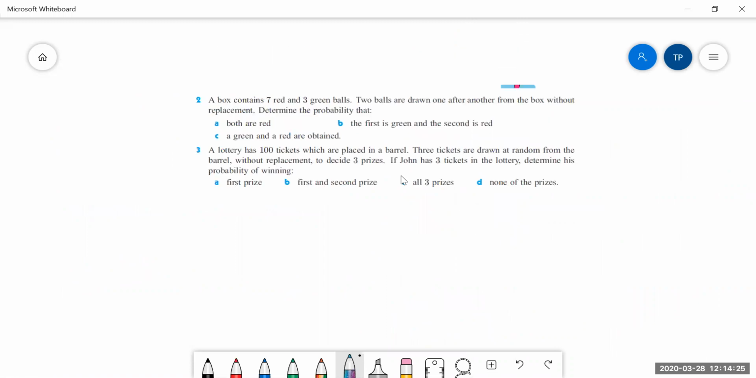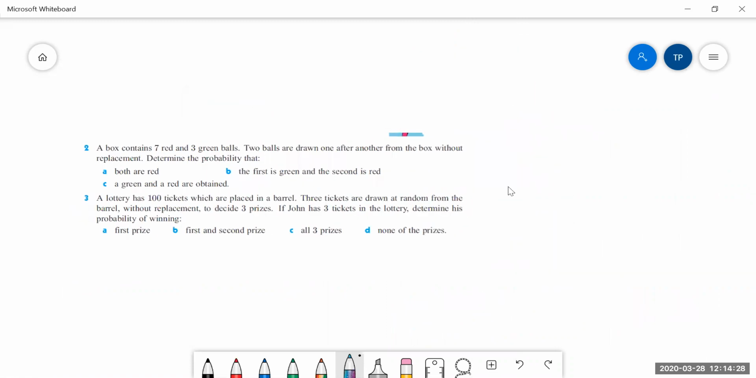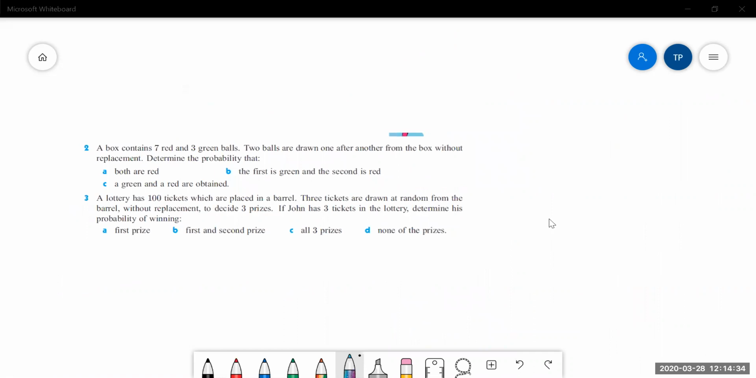So I do the question 2 now. Can see or not? Yeah, can. It's on the whiteboard now. Two balls are drawn one after another. So meaning you draw one ball out first, then after that you draw the second one? Yes. So it means you take one out first, not together. It's not together.